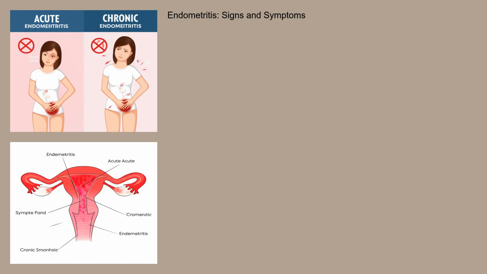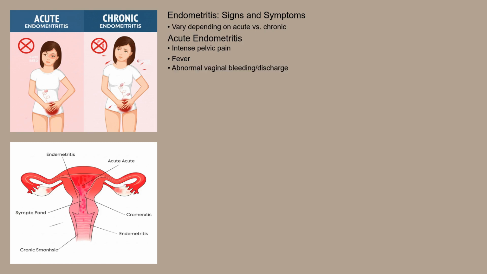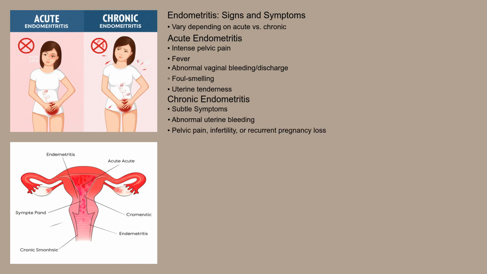The signs and symptoms of endometritis can vary widely depending on whether it's acute or chronic. With acute endometritis, women often experience intense pelvic pain, fever, abnormal vaginal bleeding, or discharge that might be foul-smelling. The uterus may also be tender to the touch. Chronic endometritis can present with more subtle symptoms, such as abnormal uterine bleeding, pelvic pain, infertility, or recurrent pregnancy loss. Some women with chronic endometritis may have no noticeable symptoms at all, which can make diagnosis more difficult.